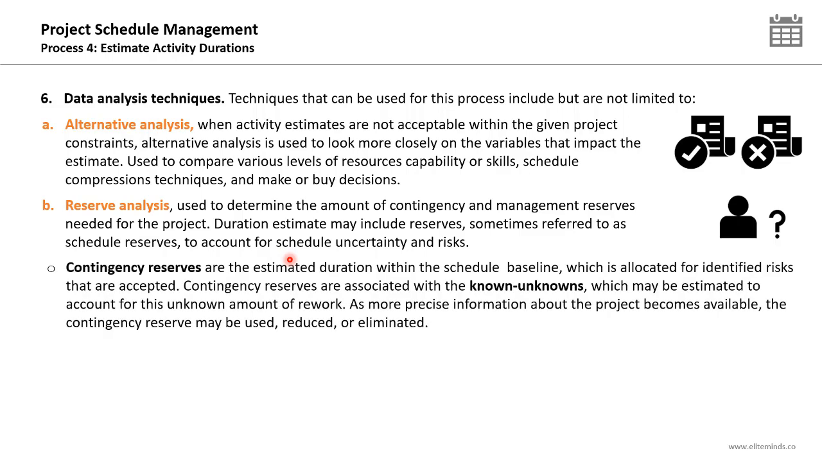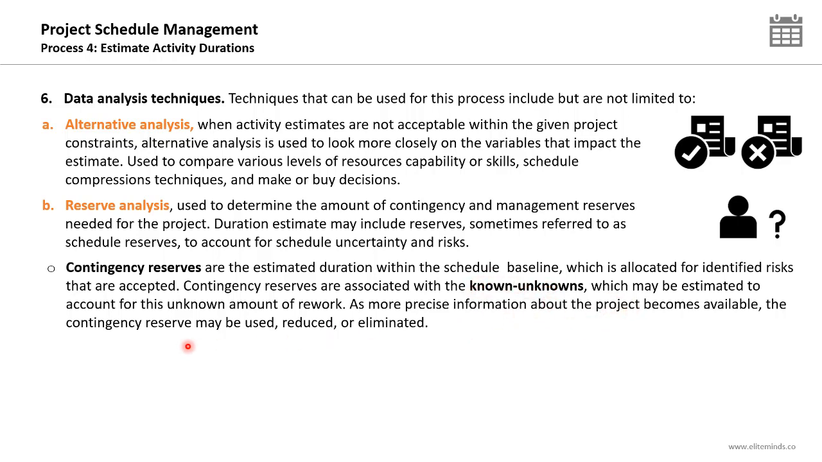Contingency reserves are the estimated duration within the schedule baseline, which is allocated for identified risks that are accepted. So, as part of the risk management efforts, we will identify the project risks. Now, for some risks which we cannot mitigate or avoid, we need to set aside an amount either of budget or duration to deal with those risks once they occur. This is known as the contingency reserves. So they are made to deal with the known unknowns. Unknowns are risks. Known because we identified those risks.